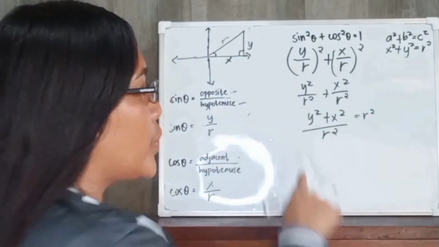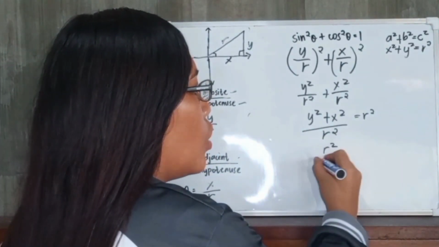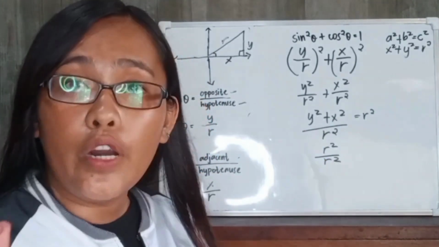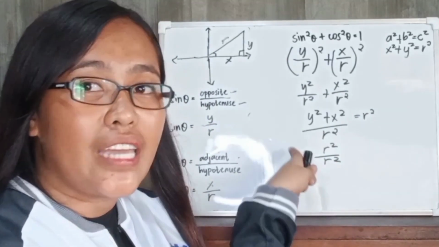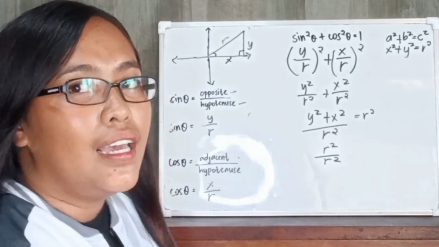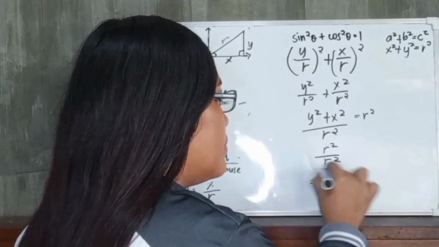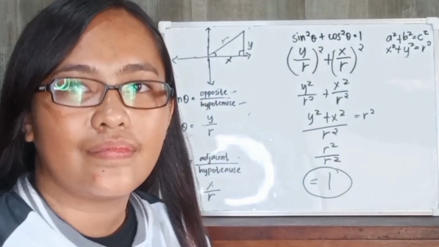Now we can rewrite this as r squared over r squared, and since they look exactly the same, I can say that it is equal to 1. So what does this really mean? It means that if I start with sine squared theta plus cosine squared theta, it does equal 1. Now, if you understand the initial form of the Pythagorean identities, you can easily figure out the remaining two forms. Let me demonstrate how straightforward it is to do that.